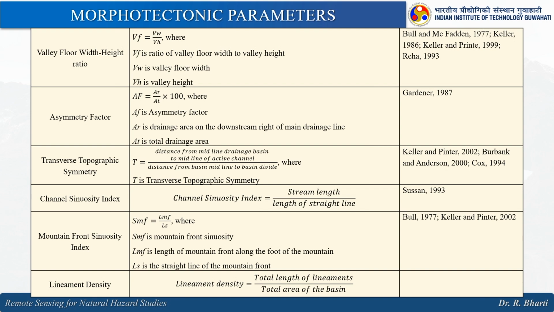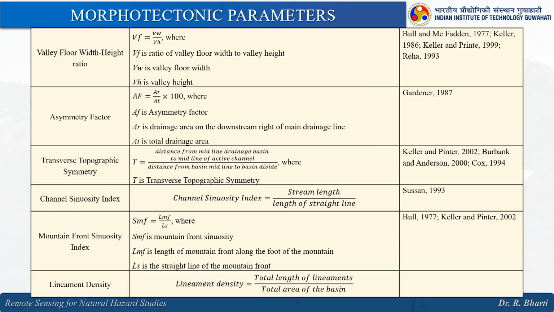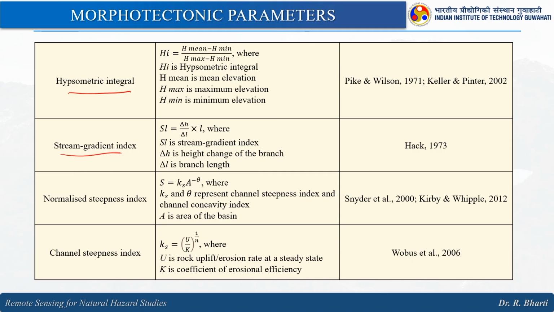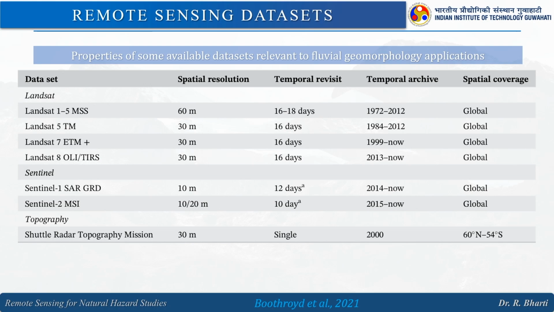Then come the morphotectonic aspects. How do we identify whether a particular section of the river is tectonically active? For that we have different methods: valley floor width to height ratio, asymmetry factor, transverse topography symmetry, channel sinuosity index, mountain front sinuosity index, lineament density, hypsometric integral, stream gradient index, normalized steepness index, channel steepness index. All these methods can be used to evaluate the morphotectonic aspects of your river system.